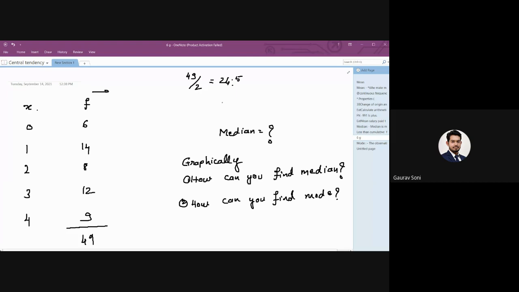What we need to do is we will find the less than cumulative frequency curve, and that is going to be 6. Then this will become 20, then 28, then 40, and this will be 49. So the cumulative frequency just exceeding 24.5 is 28, and the corresponding value of x is 2. So the median is 2.